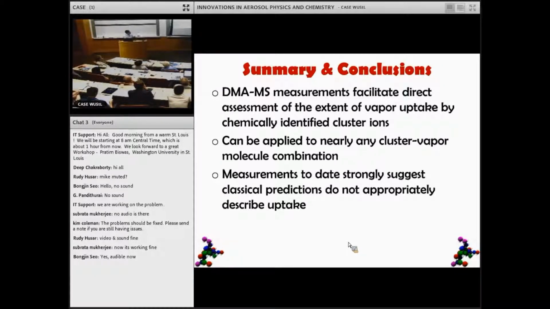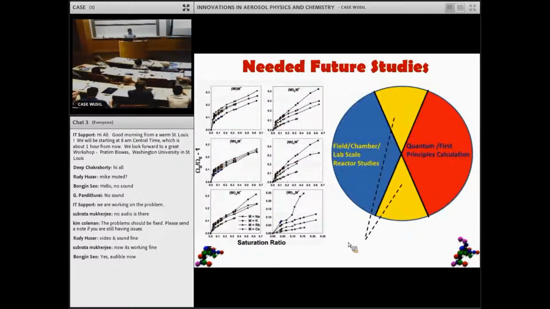Measurements to date strongly suggest that classical predictions really never agree well with data over a wide range. You can fit a narrow range, but then you just get deviation, even when you have free parameters in the fit. So where do we see this measurement going?